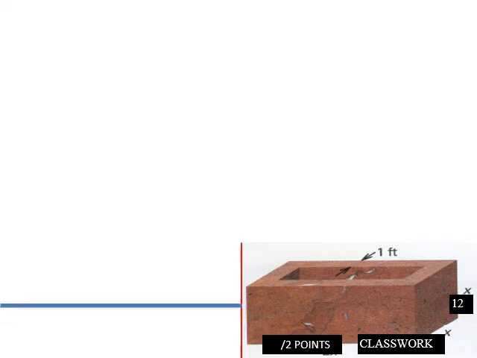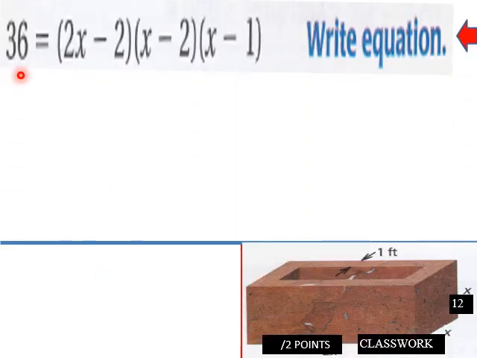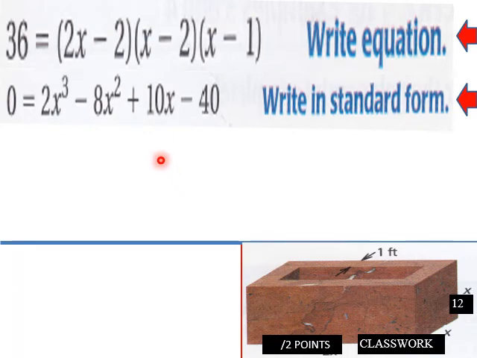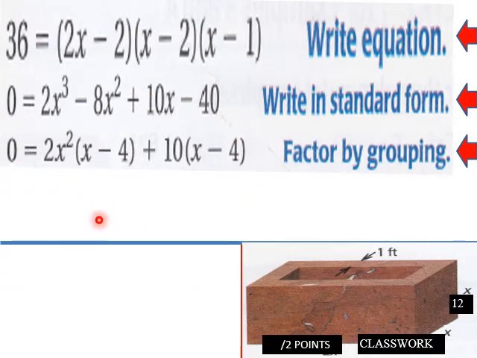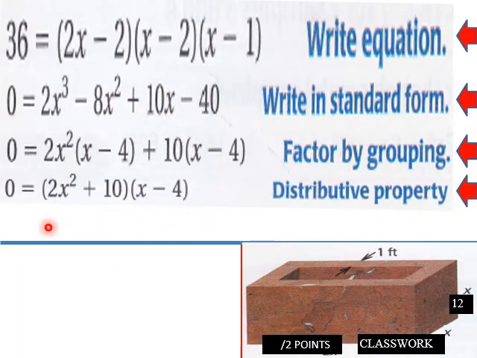So there's our verbal model, and then we put this all together, and then we multiplied this together, and this is our standard form of that volume polynomial. And then we factor out a 2x squared out of this situation, and then this situation here, then 10x, we factor out a 10 out of these two. So we factor by grouping here. We end up with that.